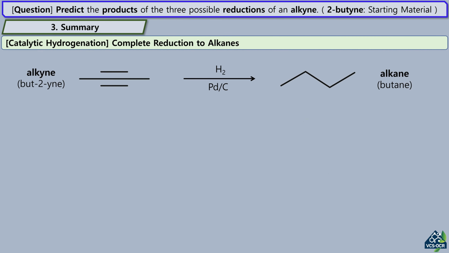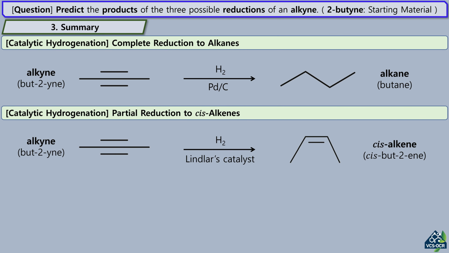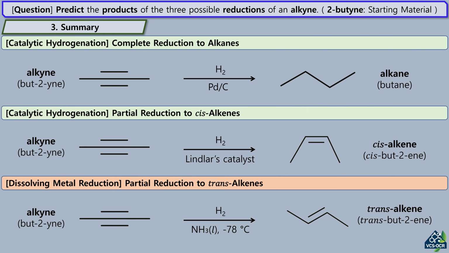Let's summarize the three distinct reductions for alkynes. Alkynes are fully reduced to alkanes when H2 is added in the presence of a metal catalyst. Alkynes are partially reduced to cis-alkenes when Lindlar's catalyst is used. Alkynes are partially reduced to trans-alkenes when sodium, or lithium, is used in liquid ammonia.